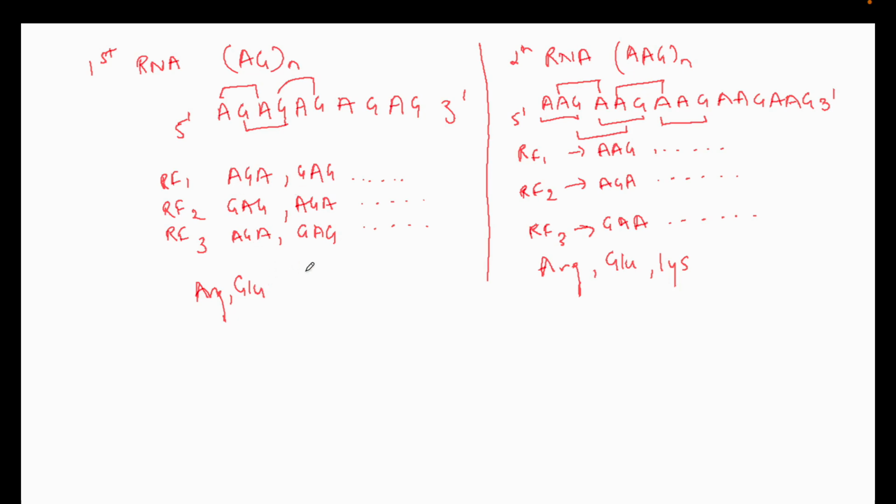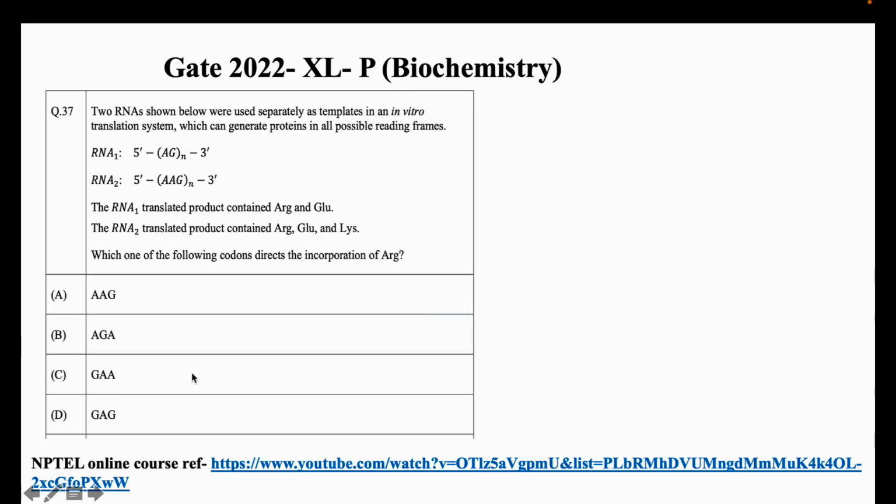So can you see which is common in both? Which amino acid sequence is common in both? AGA, right? AGA is the only one which is common in both. Do you see any other common in both? No. So remember, AGA is common in both.